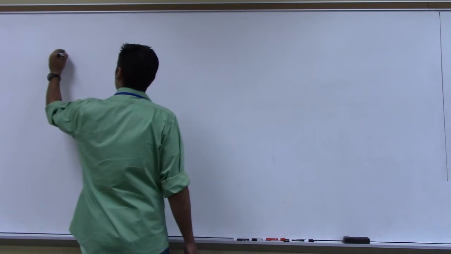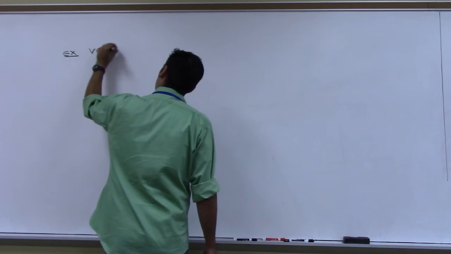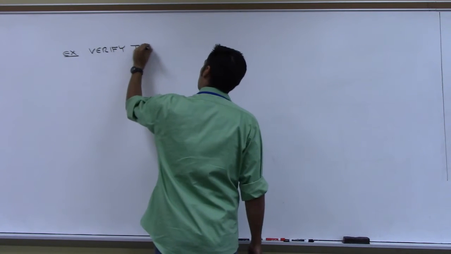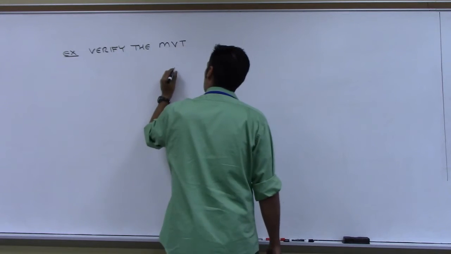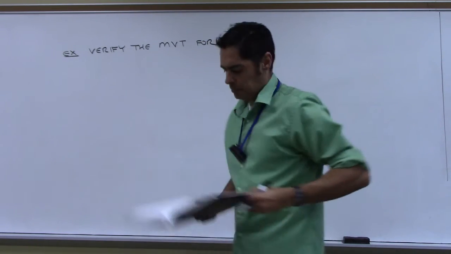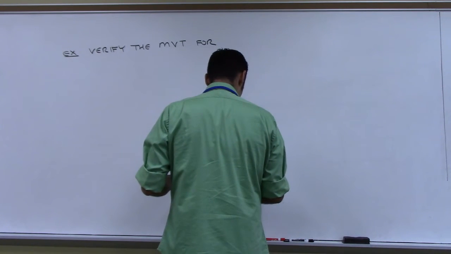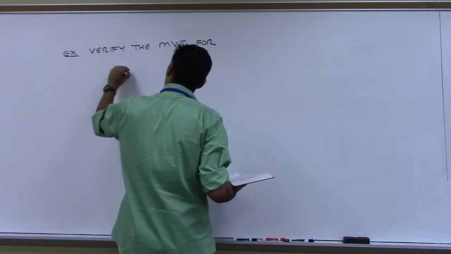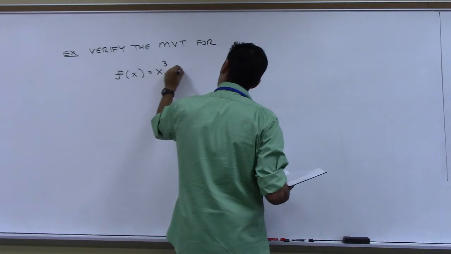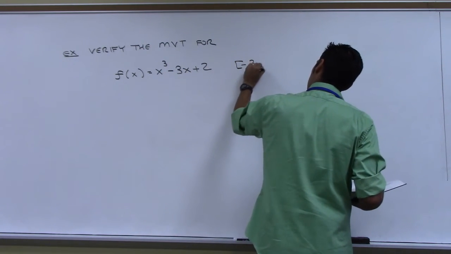So the problems, the way that they appear for mean value theorem, is this. Verify the mean value theorem for f of x equals x cubed minus 3x plus 2 on the interval -2, 2.